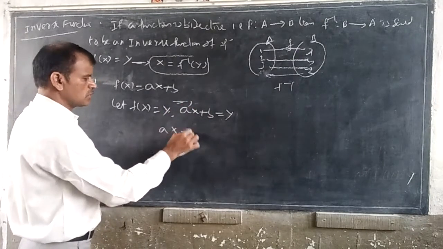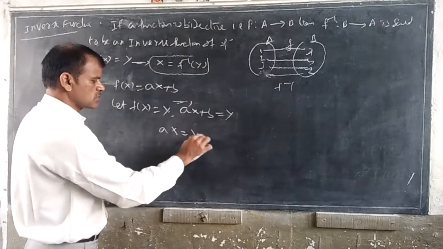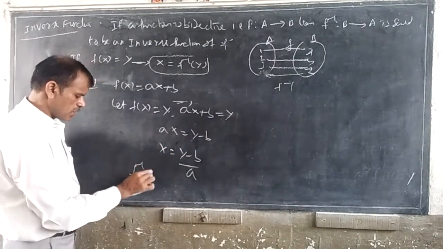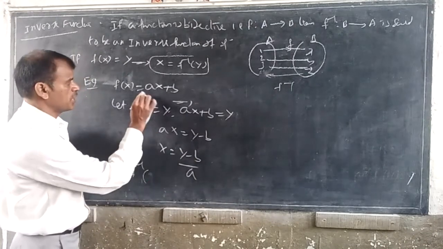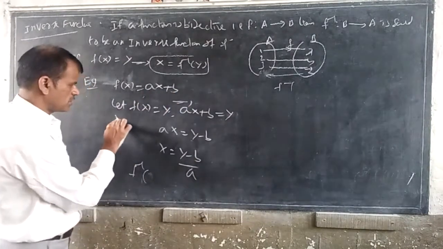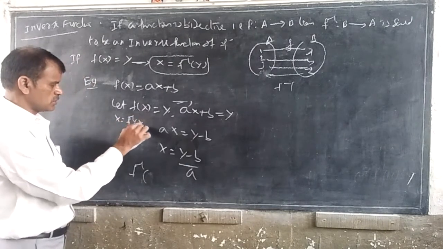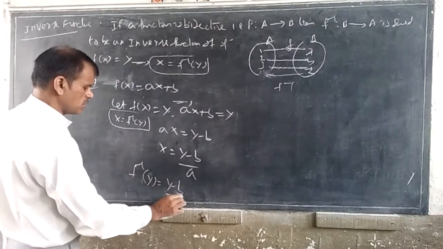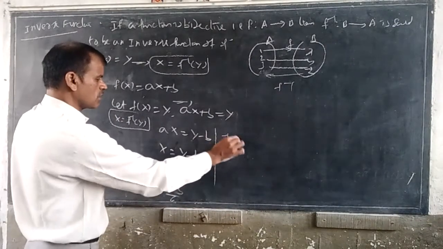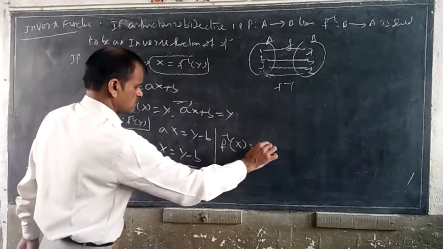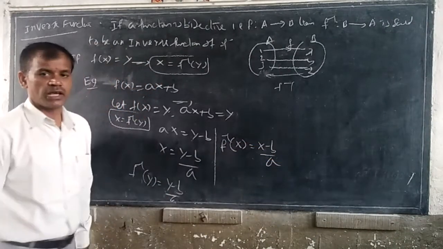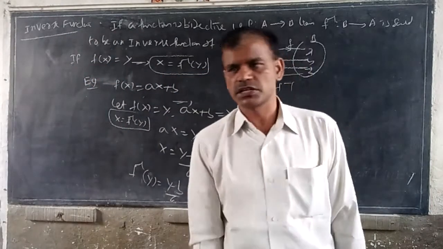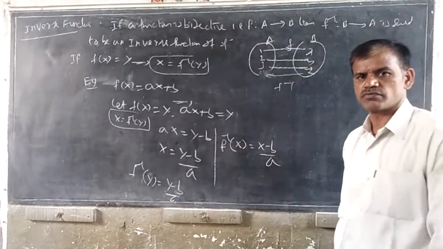Take x as the subject here. Ax equals y minus b, so x equals y minus b whole by a. It becomes f inverse of y, because x is equal to f inverse y. This is the rule. So f inverse y is equal to y minus b by a. Substitute x instead of y. So f inverse x is equal to x minus b by a. Like this for each and every function, depending upon the domain. If it is bijective, we can calculate inverse functions.